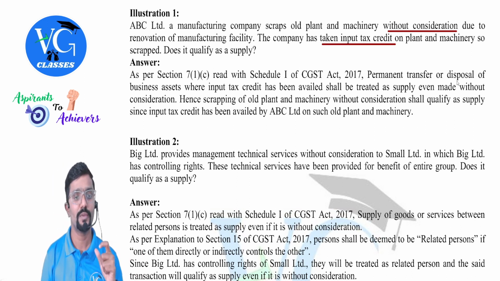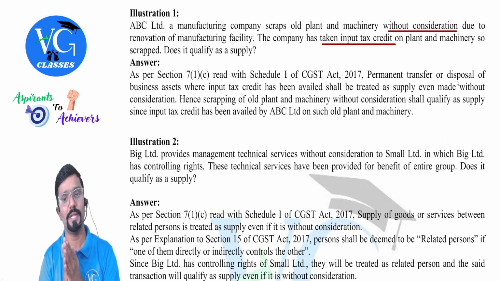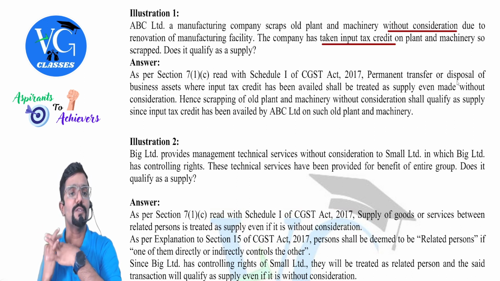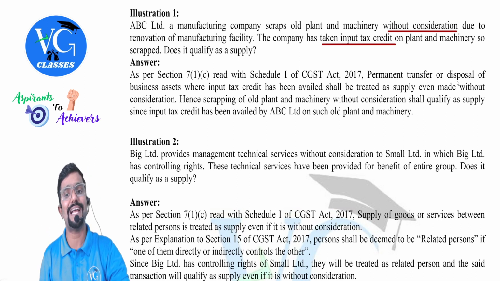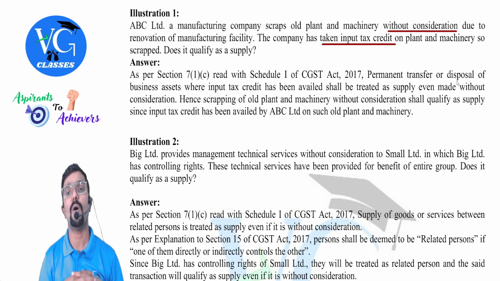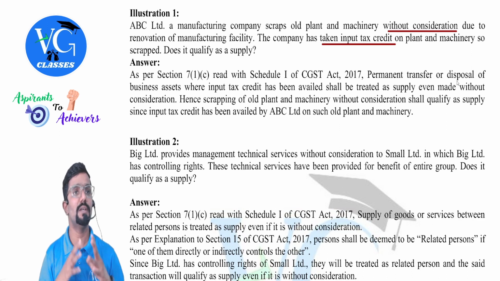Please communicate it. As per section 7 read with schedule 1 of the CGST Act 2017, permanent transfer or disposal of business assets where input tax credit has been availed shall be treated as supply even if made without consideration. Hence, scrapping of old plant and machinery without consideration shall qualify as supply since input tax credit has been availed by ABC Limited on such plant and machinery. Sir, what if credit was not claimed, sir? Then it would not have been a supply, guys.